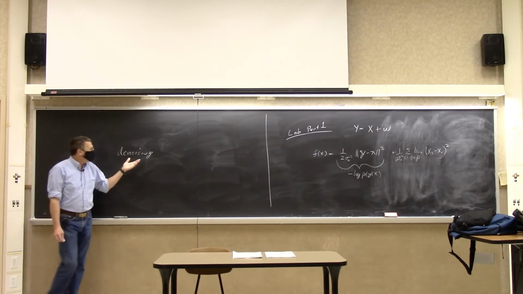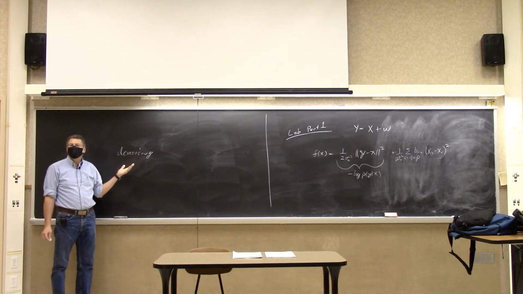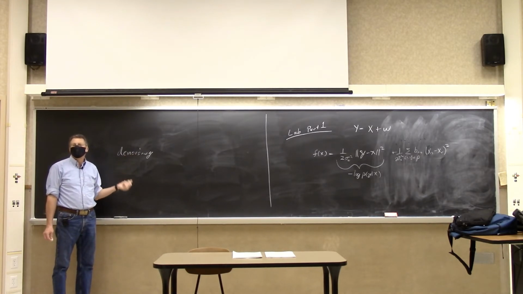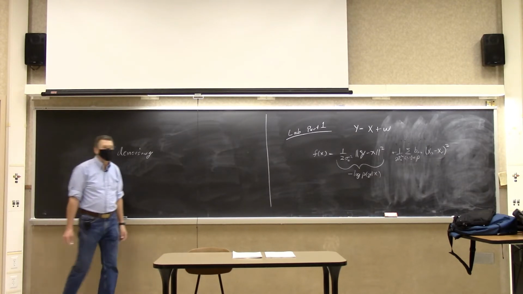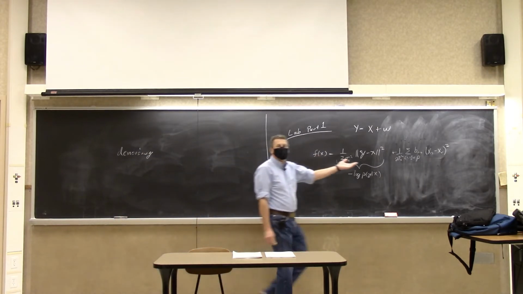So why does the denoising algorithm work? As opposed to just saying, I'm sorry, this is the noise. It's too bad. That's the best I can do. Why does denoising work? Because of priors? Because of the prior.